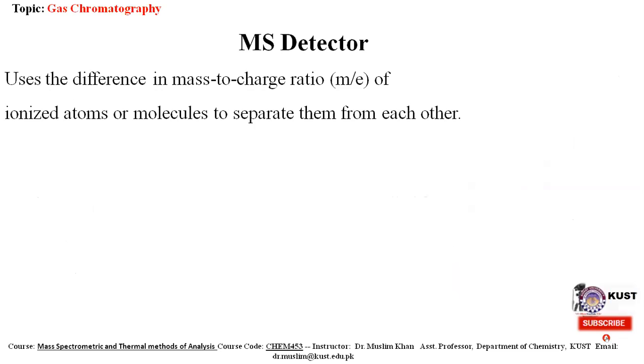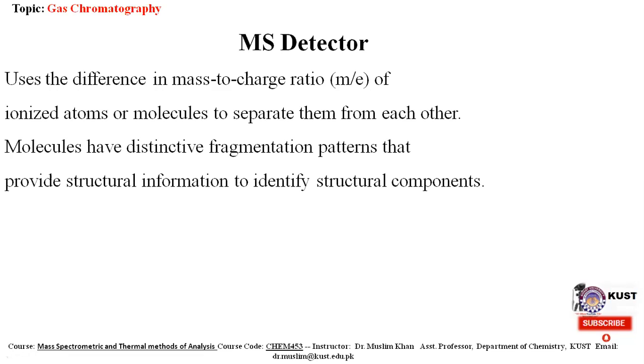The next one is the MS detector. As we are discussing hyphenated techniques here, the GC is connected to a mass spectrometer. The other detector of the GC, like flame ionization, which is set inside this GC system, we turn off. So we are connecting this GC system to the MS detector. It uses the difference in mass to charge. You already know about mass spectrometers. They ionize atoms or molecules to separate them from each other. Molecules have a distinctive fragmentation pattern that provides structural information to identify structural components.